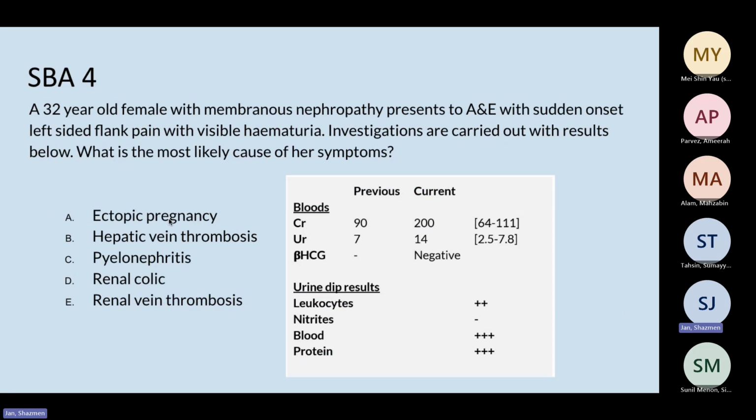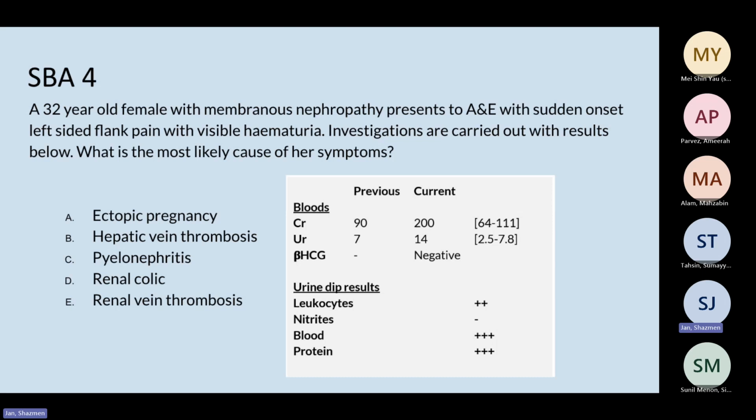Okay, so the fourth one. A 32-year-old female with membranous nephropathy presents to A&E with sudden onset left-sided flank pain and visible hematuria. Investigations are carried out and the results are shown here. So what is the most likely cause of her symptoms based on this history? Is it pyelonephritis? Okay, that's a good differential to consider because of the left-sided flank pain and the hematuria. So that's definitely something we can consider.